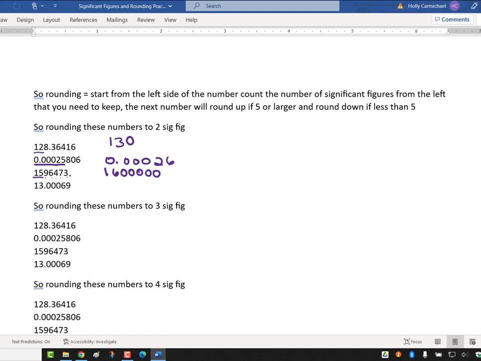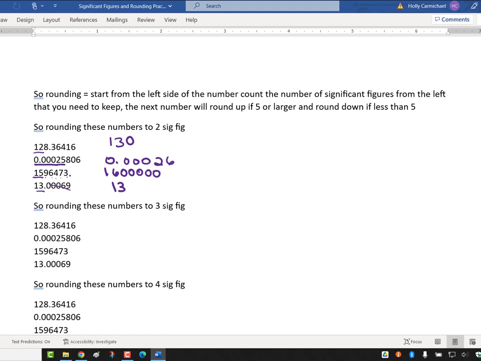So this one, 13.00069, first two I want to keep is here. The next is a 0, so remember then these would all drop down. So I would just put 13. I don't need to put the decimal place. It's not right, it's not wrong, but if I put the decimal place, it's two significant figures. If I don't put the decimal place, it's two significant figures.